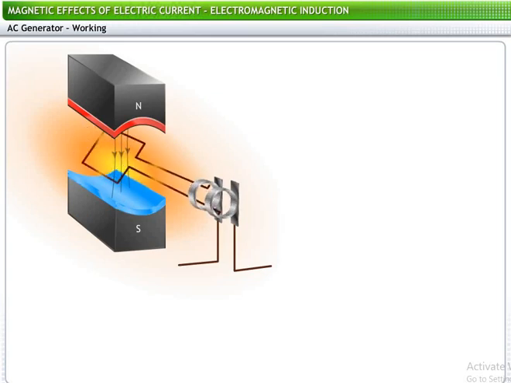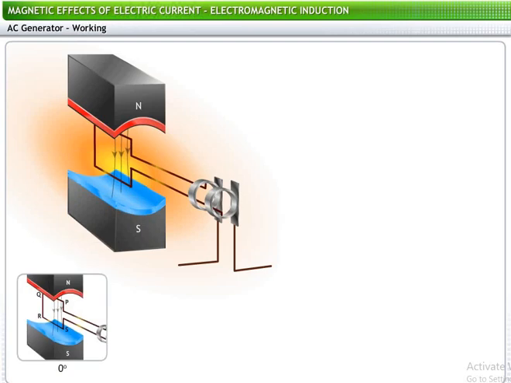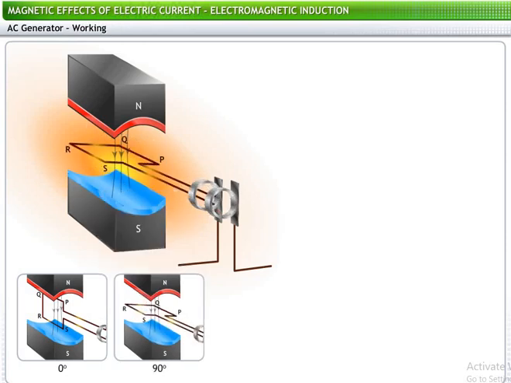Now let's examine how a generator works. The rotation of an armature, PQRS, between the magnetic poles results in a change in the magnetic flux linked to the coil. This induces a current through the armature. Here is a step-by-step account of how the current is induced. Initially, the coil is vertical with PQ on top and RS at the bottom. This coil is rotated clockwise so that PQ goes down.